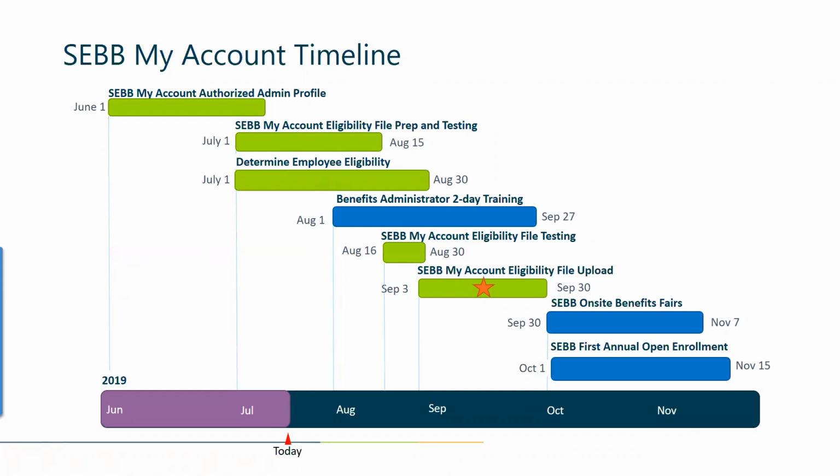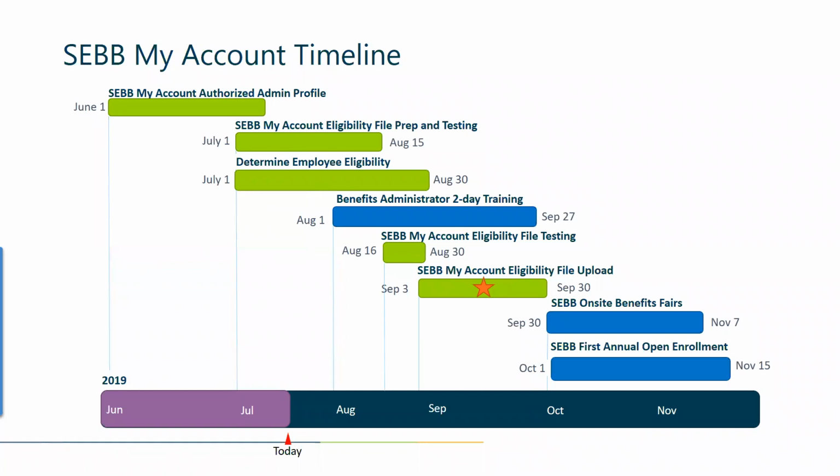So our shared goal in all of this is to ensure that all the SEBB eligible employees are loaded prior to open enrollment on October 1st. The last two blue bars that you see there, one on the on-site benefit fairs, and when we go live with open enrollment from October 1st to November 15th.